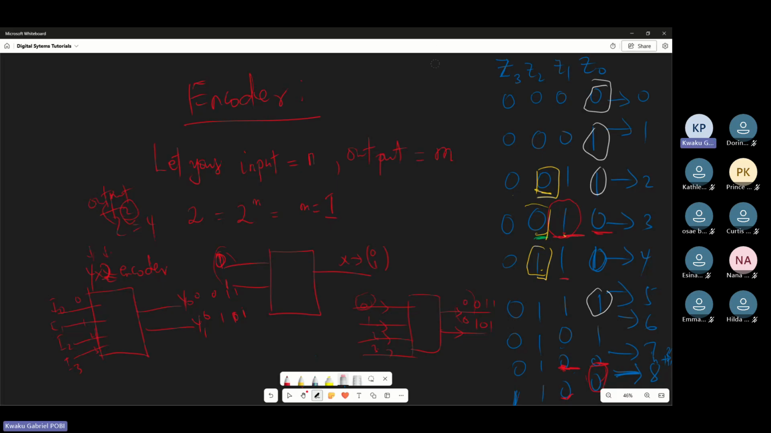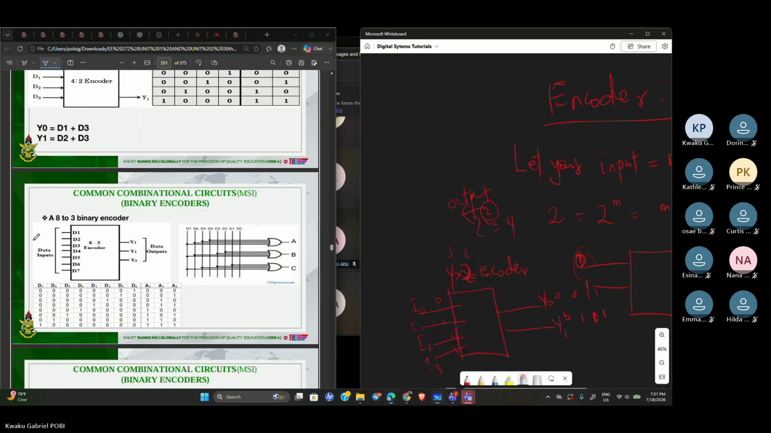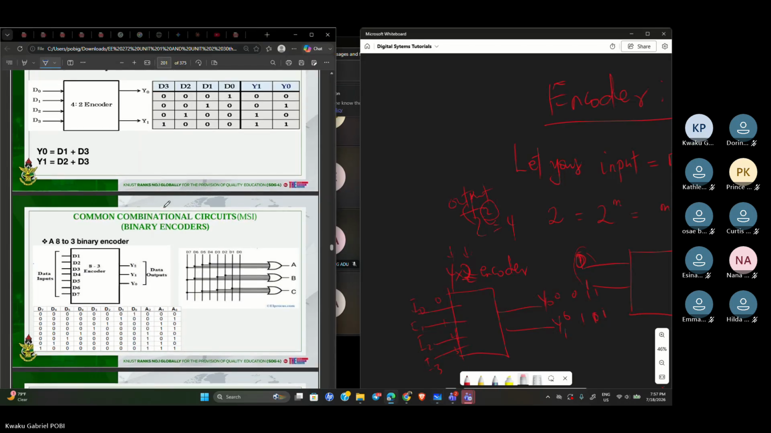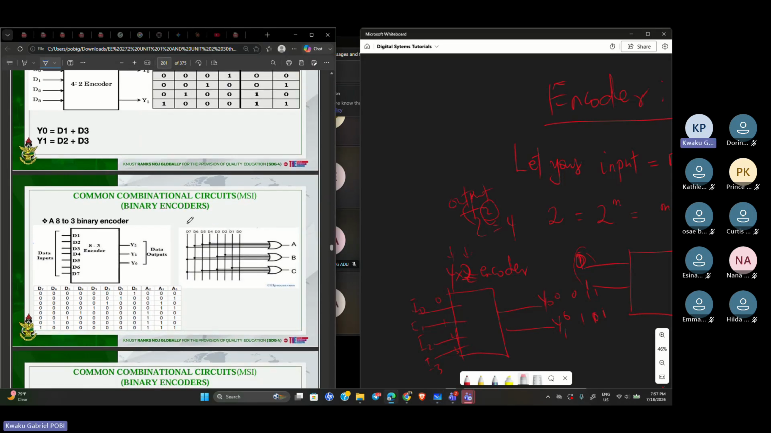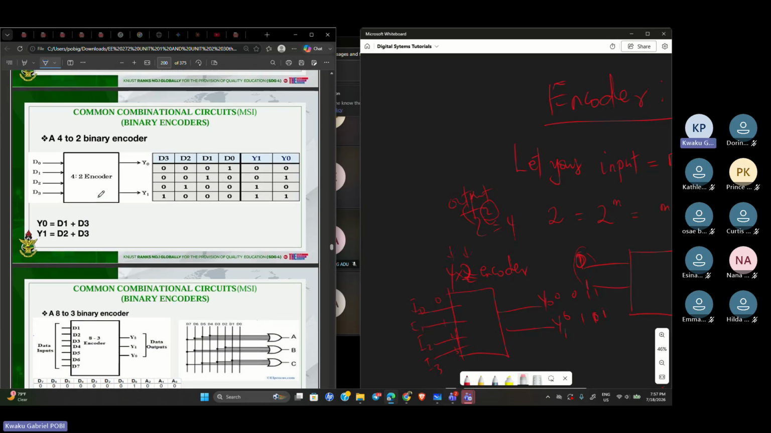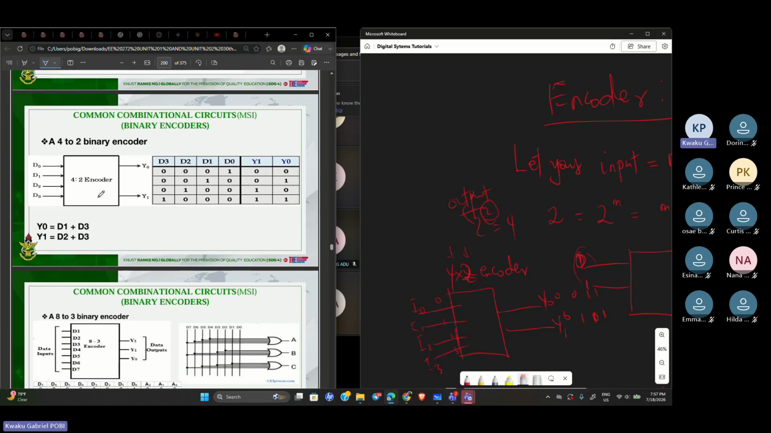We can actually go to your slides to check some of the things he was doing. So let's do this shortly. Let me go through this with you. Here you have D0, D1, D2, D3 as 4 inputs. So your input is 4. And then 2 to the power m, there's your output. So your output should be what? 2, because 2 to the power 2 gives us what? 4. So it's a 4:2 encoder.